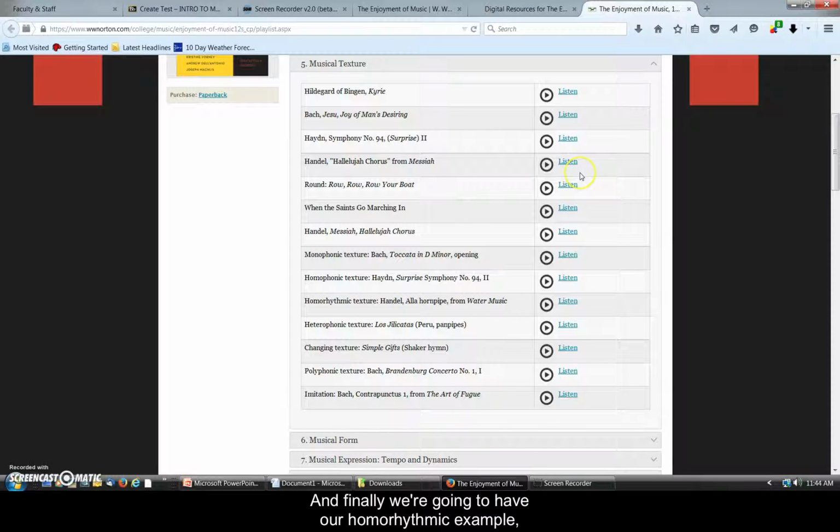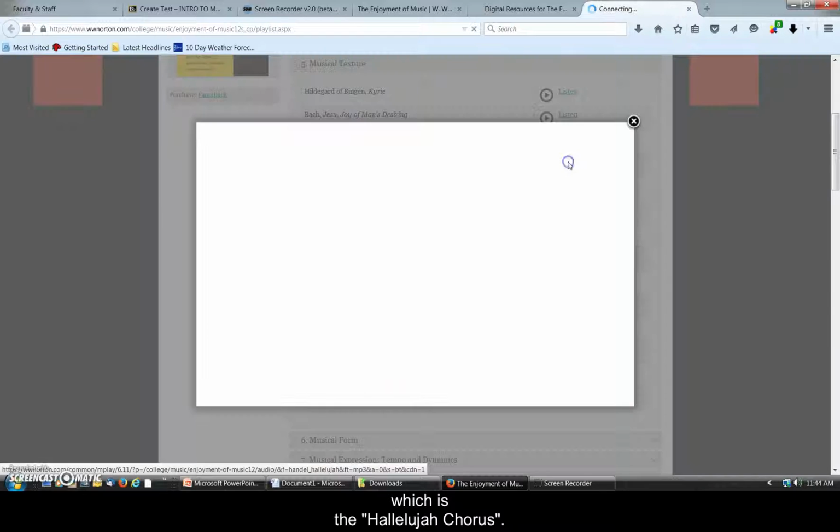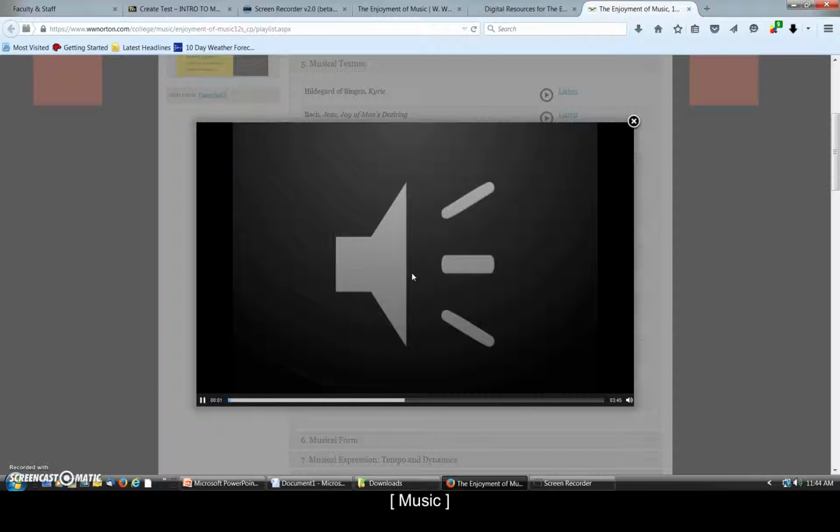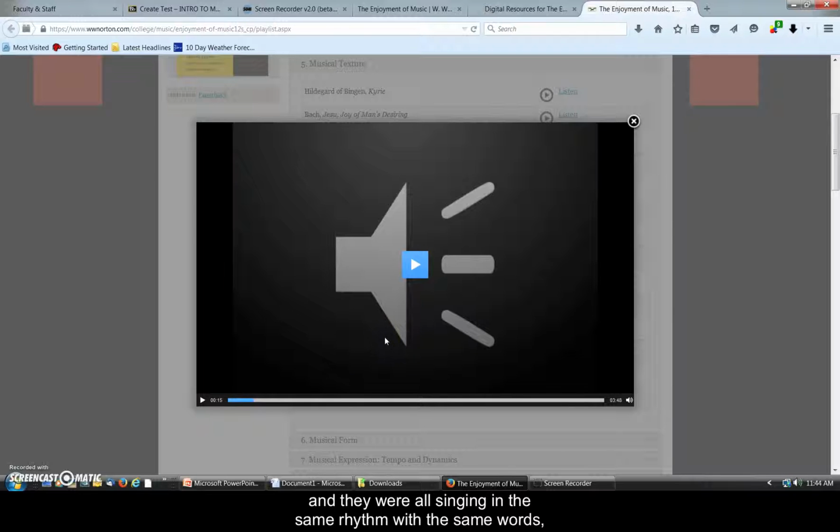And finally, we're going to have our homorhythmic example, which is the Hallelujah Chorus. So we have the orchestra accompanying the singers underneath, and they were all singing in the same rhythm with the same words. And so that's what we call homorhythm.